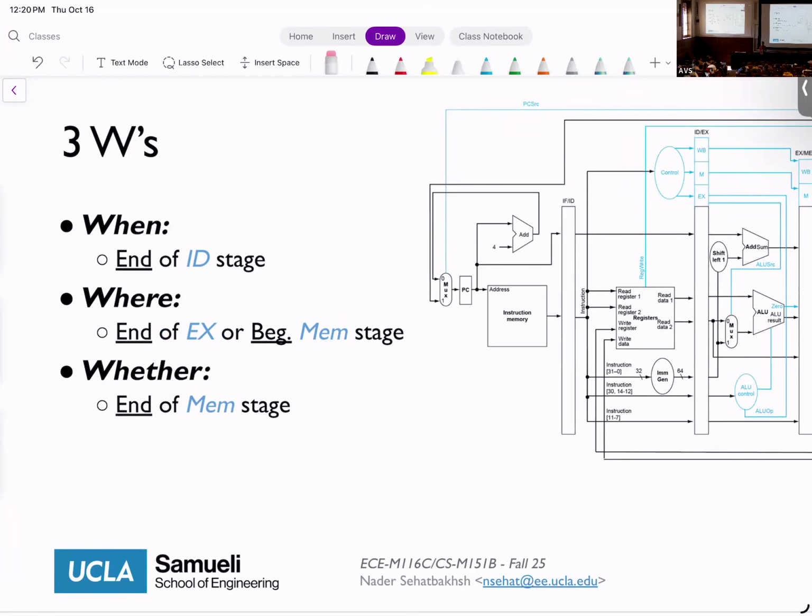When do we know that the instruction is a branch instruction? At the end of the decode stage, when the controller knows that this is a branch instruction. Where does this branch go? PC plus offset, which we know at the end of the execution stage, in other words, the beginning of the memory stage. And when do we know whether the branch is taken or not? Somewhere in the middle of the memory stage. By the end of the memory stage, we know for sure whether this branch is taken or not.